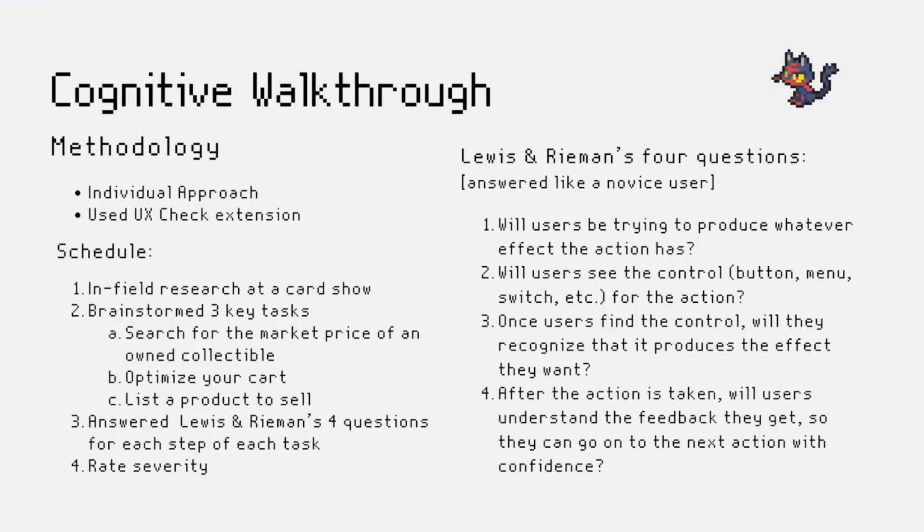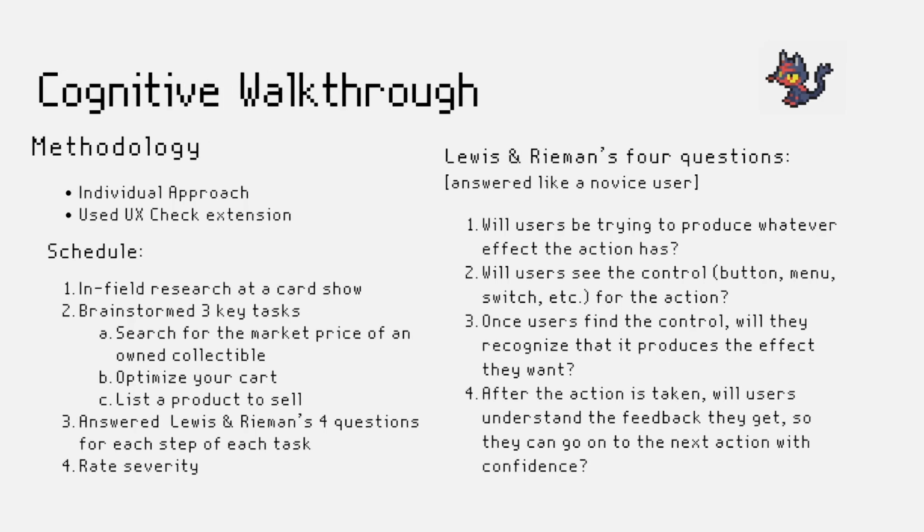Next, I did some in-field research at a card show. I casually interacted with and observed potential site users and brainstormed 3 main tasks: to search for the market price of an owned collectible, to optimize your cart, and to list a product to sell. I conducted a cognitive walkthrough focused on these tasks by documenting each step of the task and answering Lewis and Ryman's 4 questions for each step. Then I rated the severity of each task.